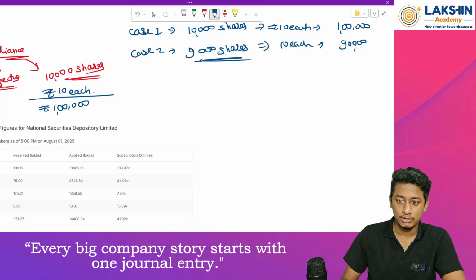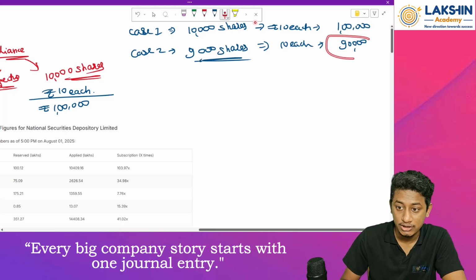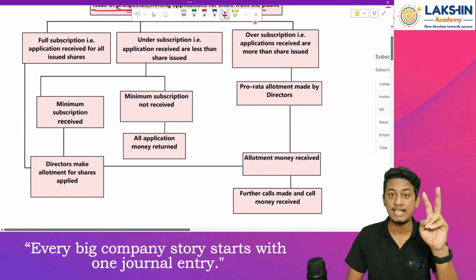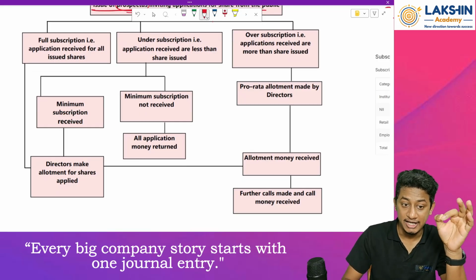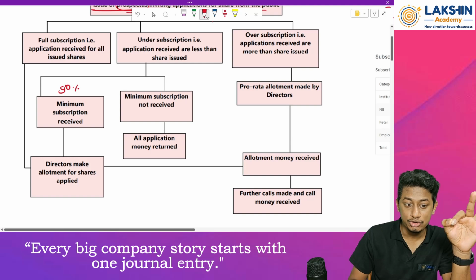Clear? See, I wanted to raise how much? 1 lakh rupees from the public, but I am raising only rupees 90,000 over here. Now, what happens in this case? There might be two circumstances. Minimum subscription is the criterion. Whatever issue you go for, 90% of that should be subscribed.